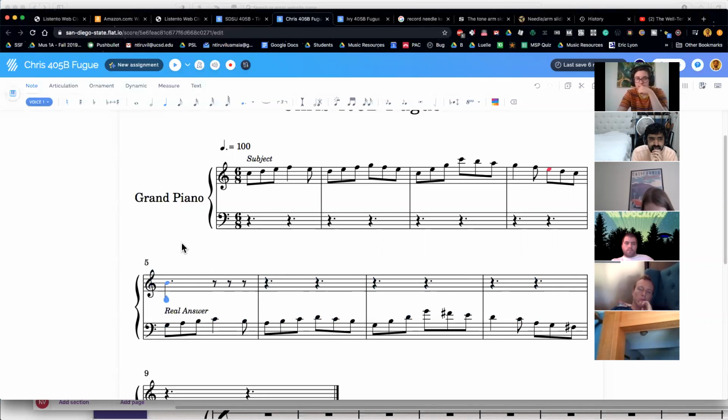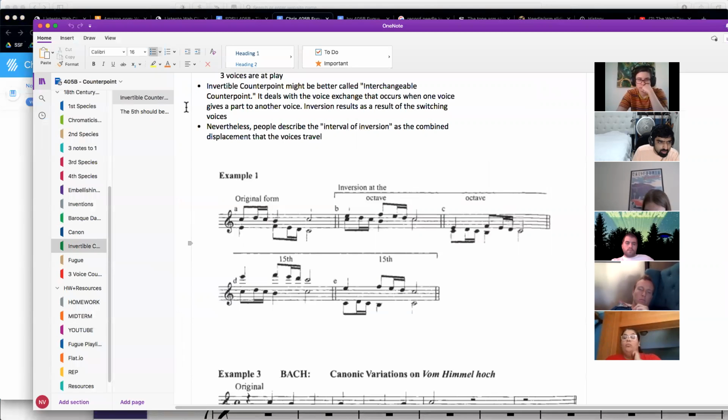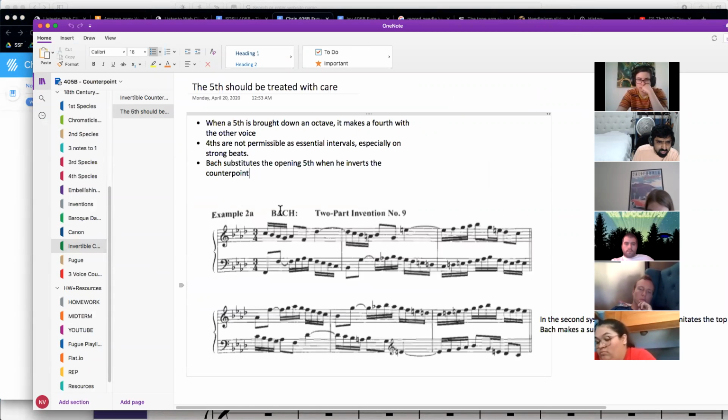So you get double the fugal result for half the work, if that is the case, exempting some sort of note changes you have to do to make the invertible counterpoint work. And just one other refresher on invertible counterpoint: look at this invention right here. Be careful about fifths, because when you invert the counterpoint and the top voice becomes the bottom voice and the bottom voice becomes the top voice, you'll run into some issues where you'll have fourths on downbeats.